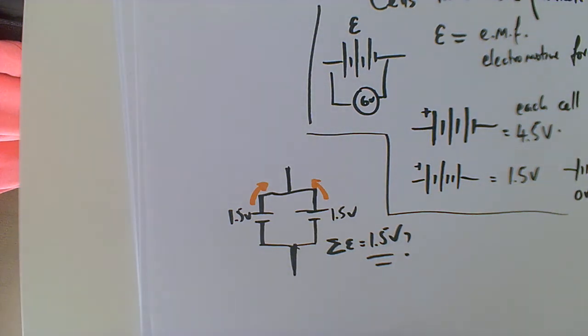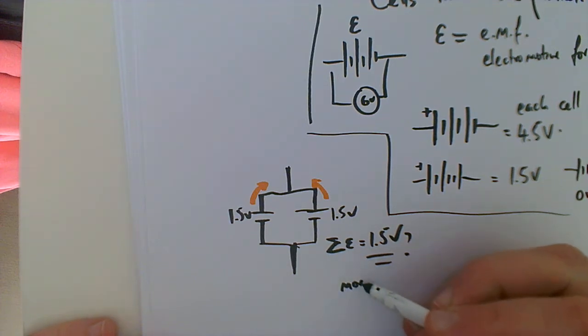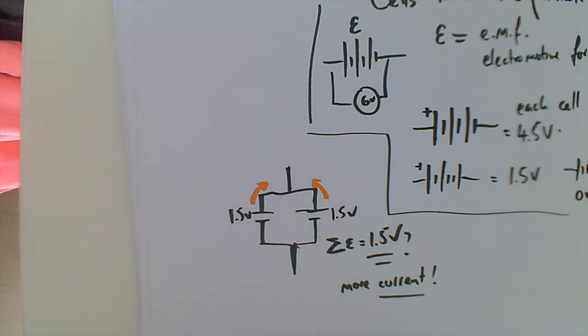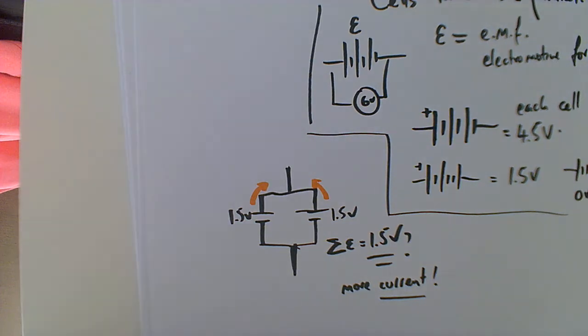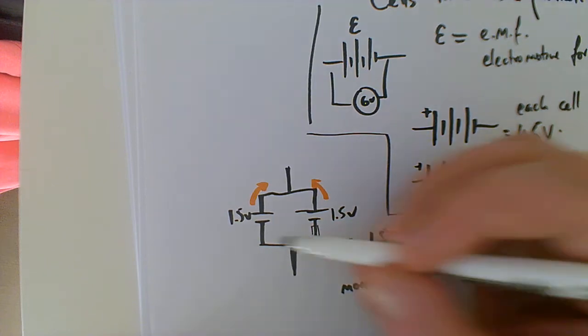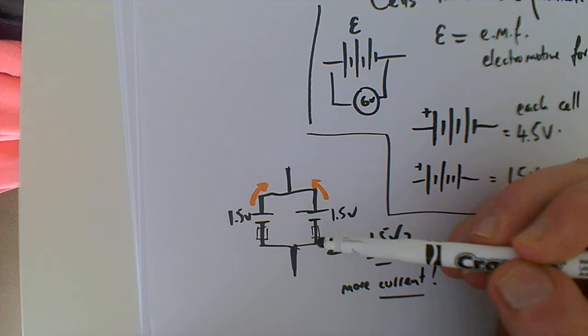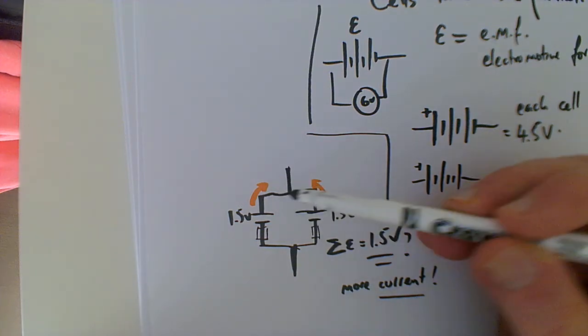Okay, so you might say, well, that doesn't really make much sense, or why bother? Well, you do get more current. And that's what you get. You don't get more potential difference, you get more current. So you only get the same potential difference, but each one of these will have internal resistance, which we'll come to in a future lesson. But when we add resistors in parallel, does the resistance go up or come down? The resistance goes down, which means the current goes up, so you get more current coming through the network.